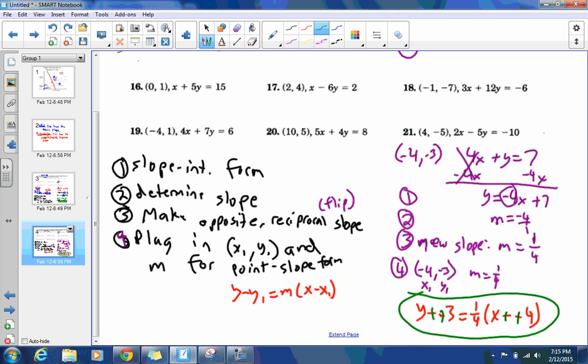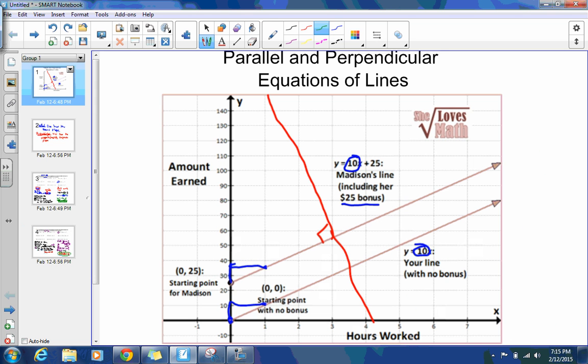So again, this is just a quick review of how you can deal with parallel and perpendicular lines and their equations. All right. So I hope this helps.